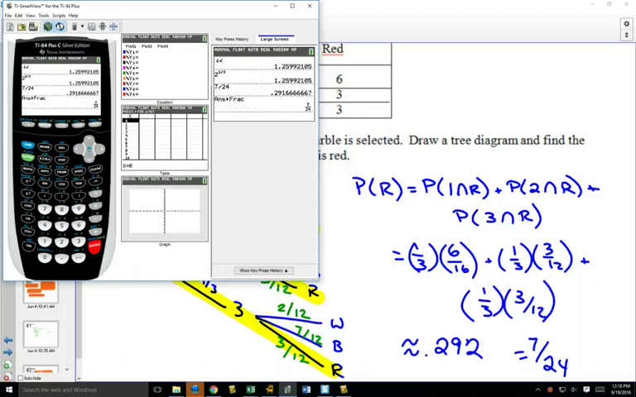The nice thing about answering 7 out of 24 is that's an exact answer. Then you can use your equal sign, and you don't have to worry about 3 sig figs or any of that kind of stuff. You can leave it as a decimal answer, and then you can use your approximation sign.